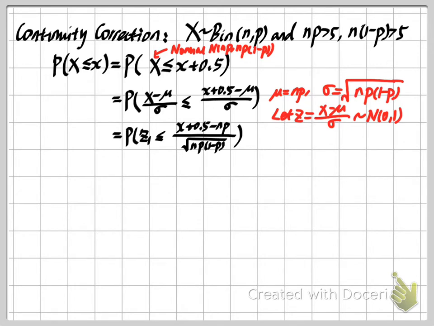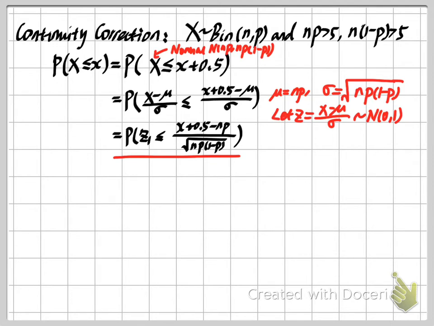So this is how we can use the normal random variable to approximate the CDF of a binomial random variable. For this expression, we can just use the table of the CDF of a standard normal random variable to find the value of the probability.